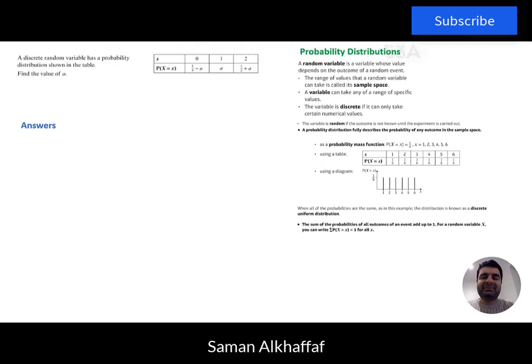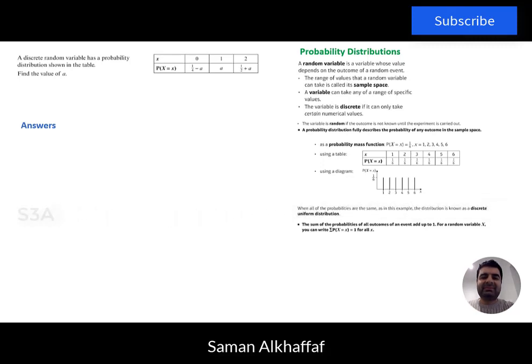In this example, a discrete random variable has a probability distribution shown in the table. We can see the table on here, where 0 is a quarter minus a, 1 is a, and 2 is a half plus a. We are asked to find the value of a.